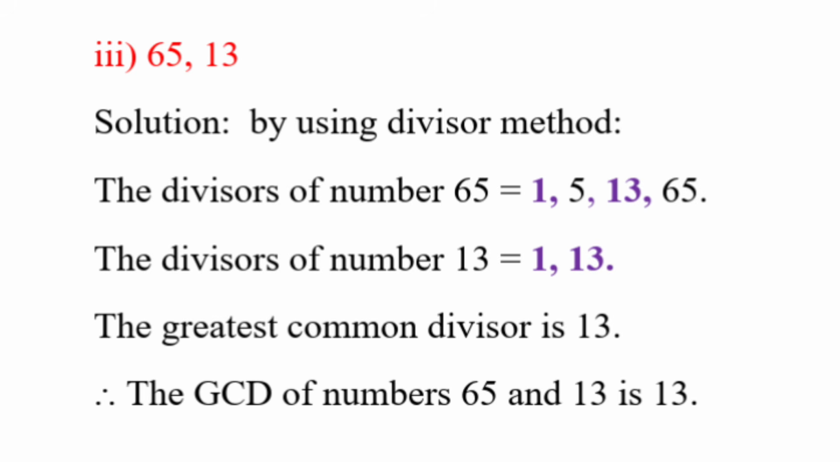Now the third example, 65 and 13. Here we are going to use divisor method. The divisors of number 65 are 1, 5, 13 and 65. And the divisors of number 13 are 1, 13. 13 is also a prime number. So the greatest common divisor, as we made the common of them, and the greatest one is 13. So GCD of number 65 and 13 is 13.